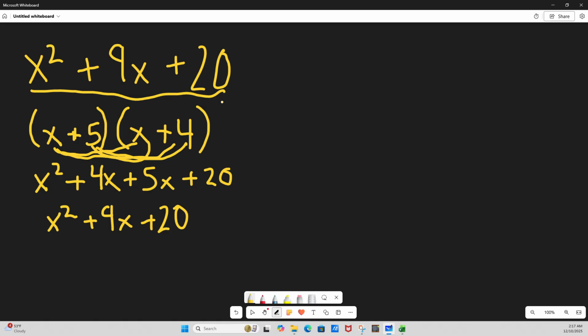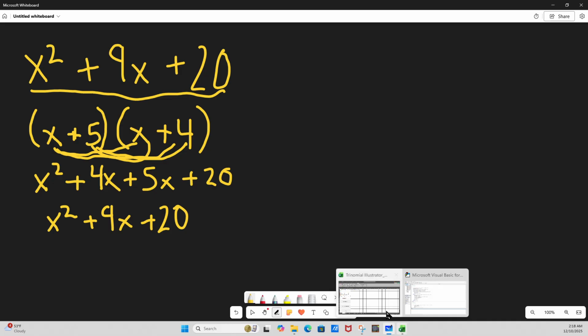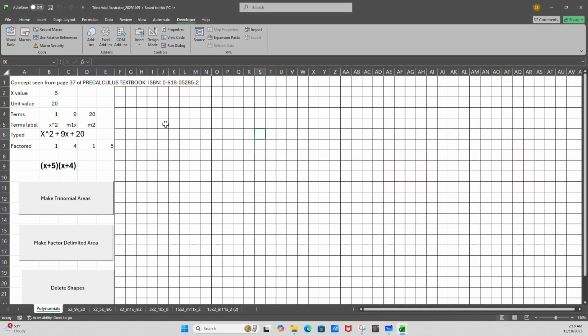Same thing. So if we were to look at this as area, I made a little Excel macro to illustrate a concept that I saw in this book, on page 37, problems 179 and 180. Here's the ISBN number. I thought it was a very interesting concept that helped me think of trinomials and polynomials differently.